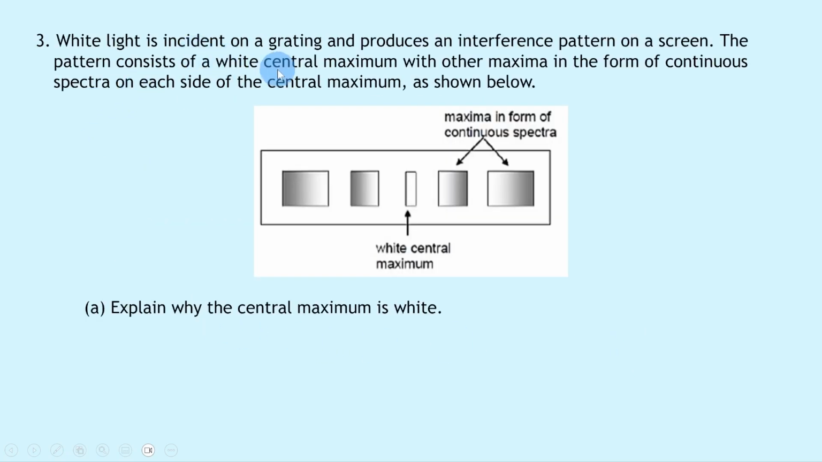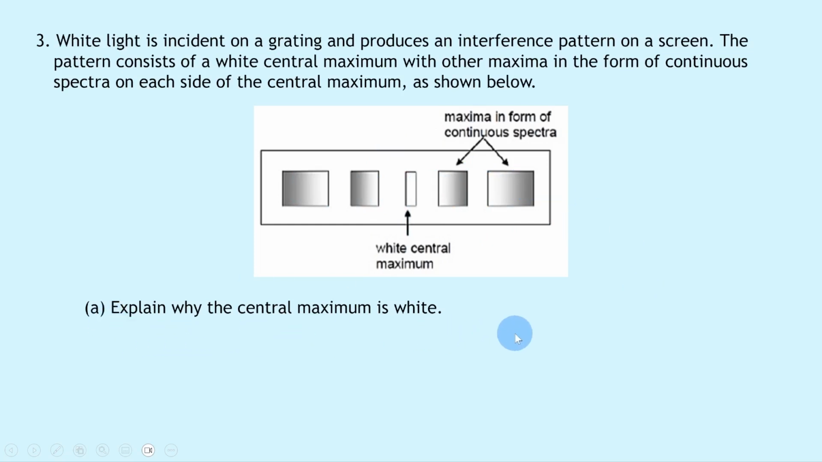Question 3 says white light is incident on a grating and produces an interference pattern on a screen. The pattern consists of a white central maximum with other maxima in the form of continuous spectra on each side of the central maximum as shown below. So there's our white central maxima and then our continuous spectra either side. Part A says explain why the central maximum is white.